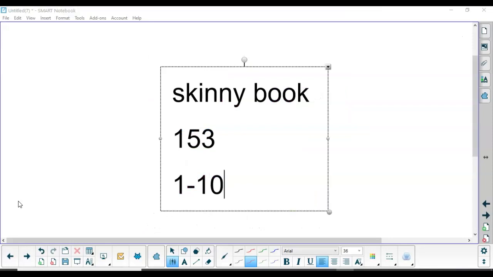Okay, for your homework, you're going to do page 153 in the Skinny book, and you have to do numbers 1 through 10, which is very similar to what we just did, labeling points on a number line. Okay, so just do 1 through 10.